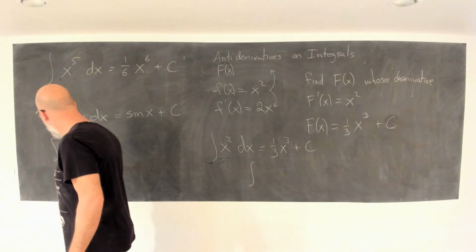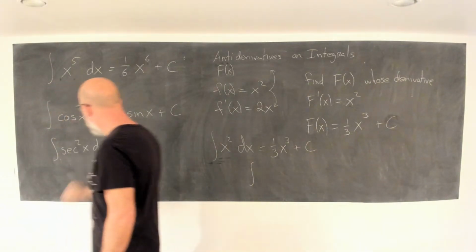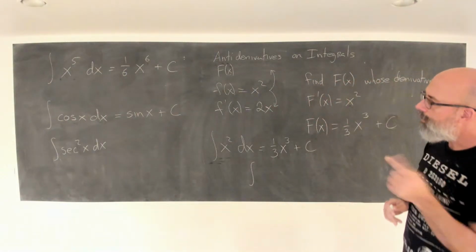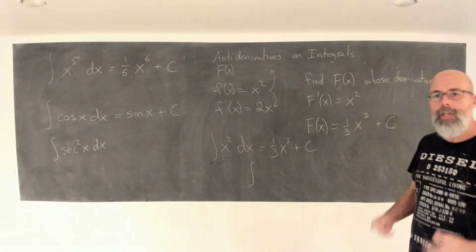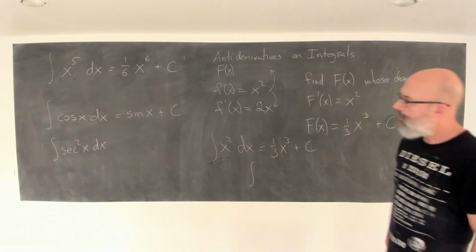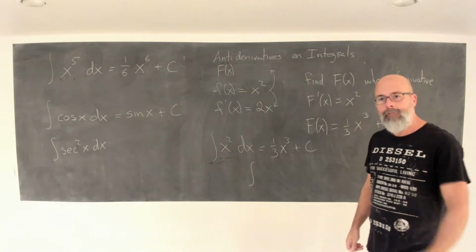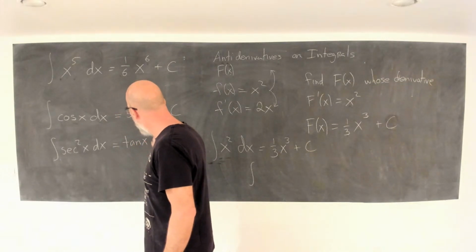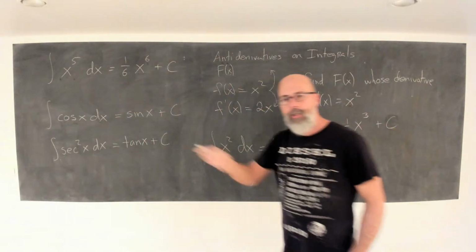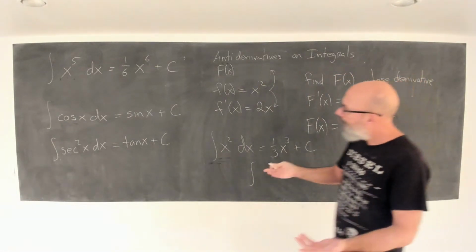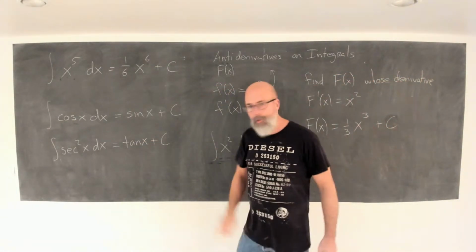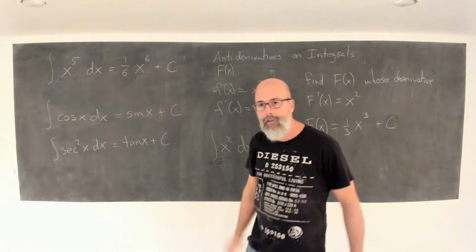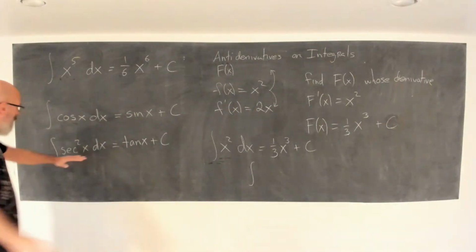What about secant squared? What function has derivative secant squared? What is the antiderivative of secant squared of x? As Maddie points out, tangent. The derivative of tangent is secant squared. And that's the beauty, right? When you write something down, you can check your answer here. If you differentiate this right-hand side, you have to get this thing back.